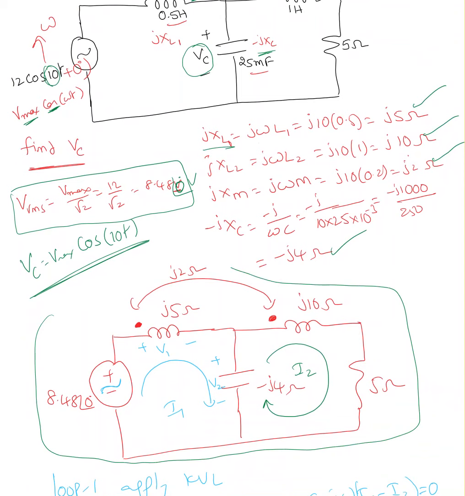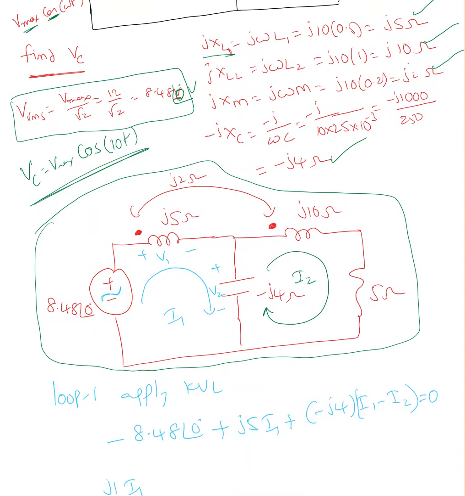Now we can simply apply KVL and KCL. If it is in time domain, then you will end up having di by dt or dv by dt or something like that. So to avoid the differential equation, we're converting a time domain circuit into frequency domain. So loop 1, apply KVL.